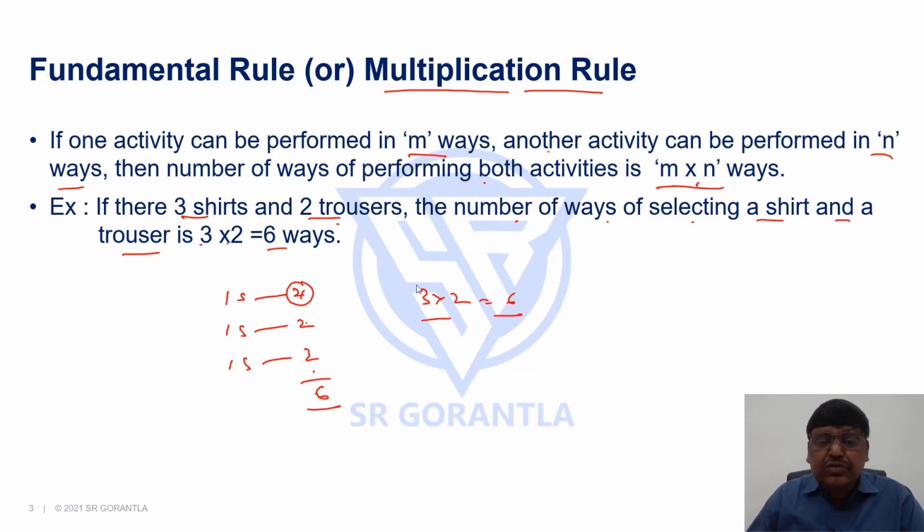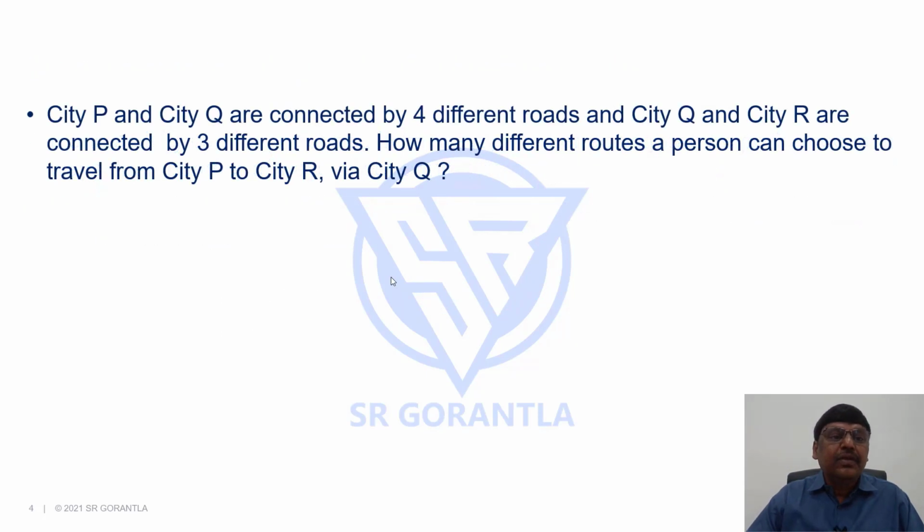ways. I have 3 options to select a shirt. For every shirt we selected, we have 2 options of selecting a trouser. So the total number of ways will be 3 into 2, 6 ways. Let's take up one more example.